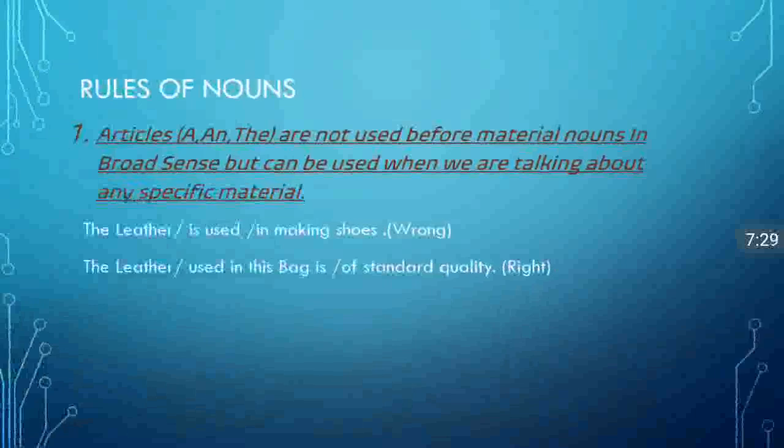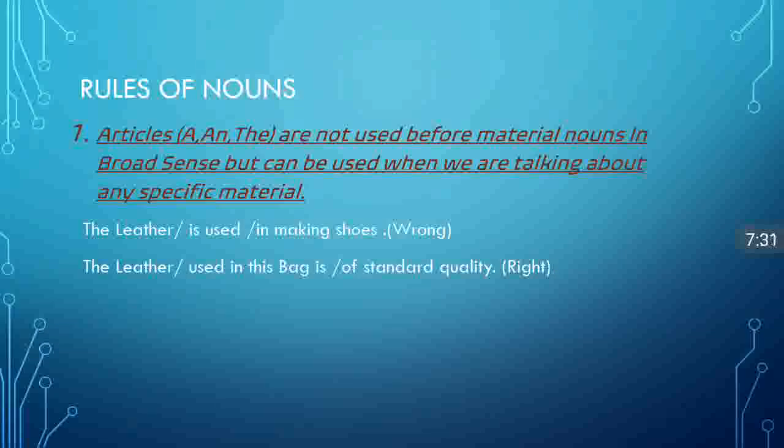So there are certain rules everywhere. I said there are rules which are to be followed everywhere. So the first rule that is being followed in the noun is that of articles. What are articles? We will see that later. But for an example, we will say a, an, and the. The articles are not used before material nouns in the broad sense, but can be used when we are talking about any specific material. So basically, what is a material noun? As we discussed earlier, a material noun includes the materials from which something is made.